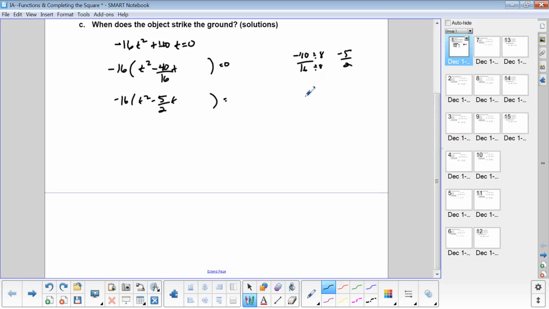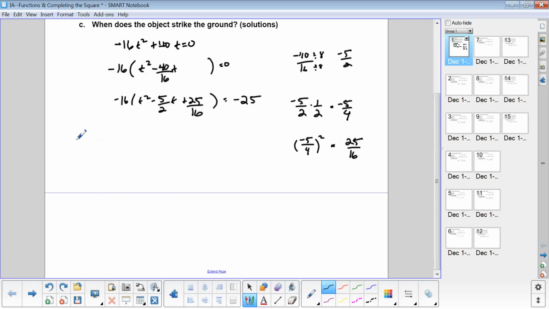And then remember what you want to do is you want to take your b value, which is negative 5 halves. It's okay that it's negative. You're going to take half of it, and that's going to give you negative 5 fourths, which then negative 5 fourths you want to square to give you 25 sixteenths. So I'm going to add 25 sixteenths here. But what am I going to add to the other side? Well, it's not 25 sixteenths. Remember, it's negative 16 times this. So negative 16 times 25 sixteenths would be negative 25.